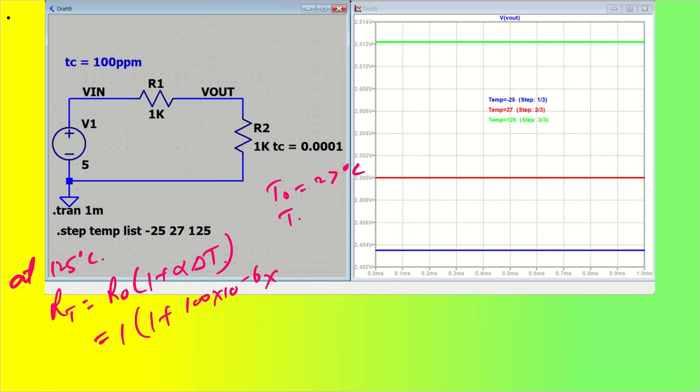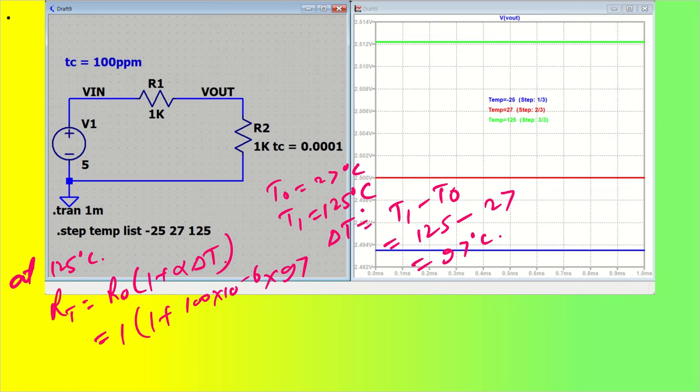So what is the temperature difference? T1 is 125 degrees. It means delta T will become T1 minus T naught. And this is the way you can calculate it: 125 minus 27, that is 97 degrees centigrade. So if you put 97 degrees centigrade here, you are going to get how much kilo ohm? Any of you can calculate quickly and tell me. So it will become 97 multiplied by 0.0001 plus 1, right, multiplied by 1. So it is going to be 1.0097 kilo ohm. Okay.